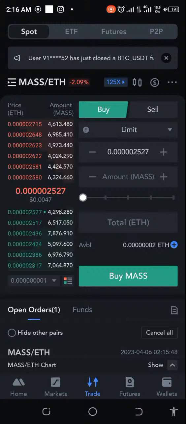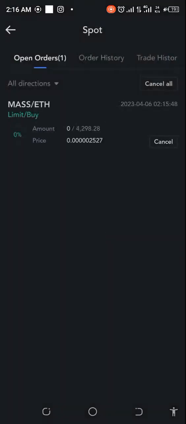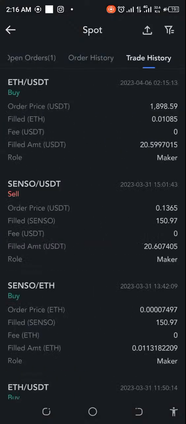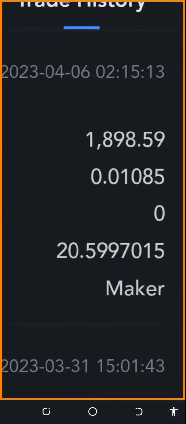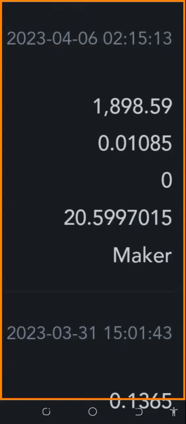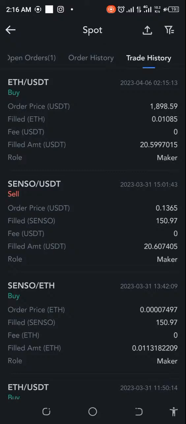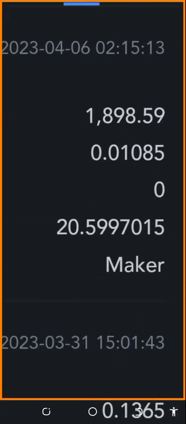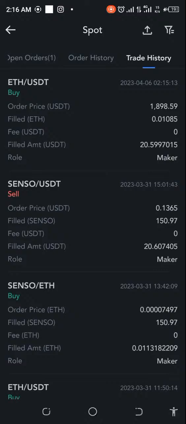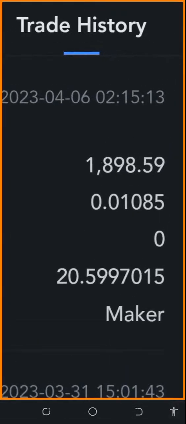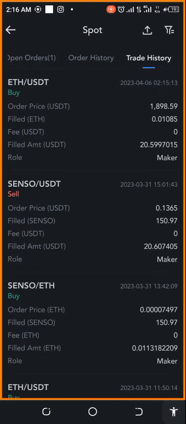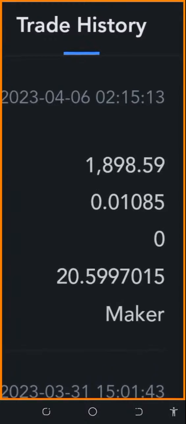Because don't forget, we must always have an escape route. So let's go to the trade history and see how much we bought ETH at. And that's what we're going to use to go ahead with this. So we bought ETH at 1898. Oh, sorry, the order price. The order price was 1898.54.